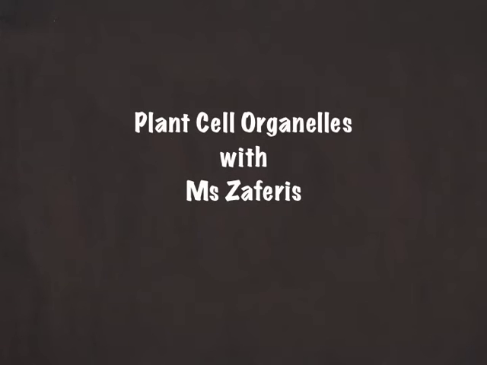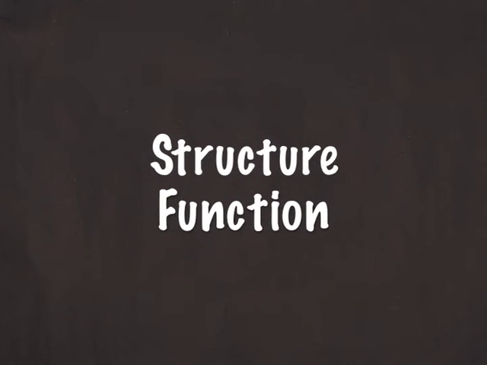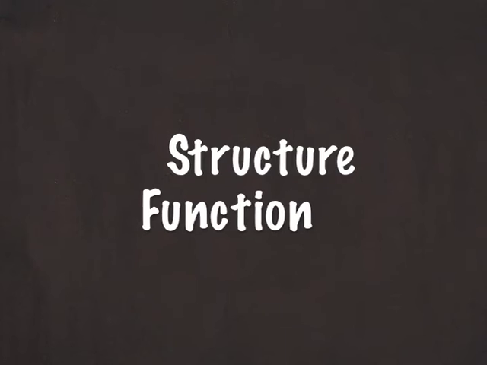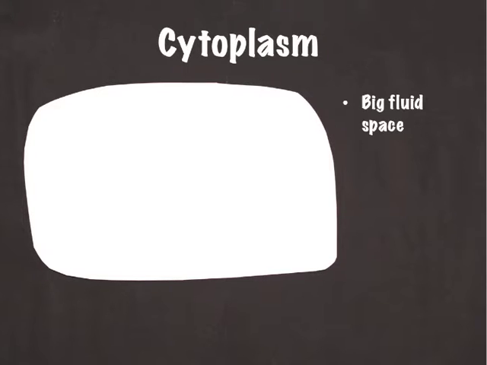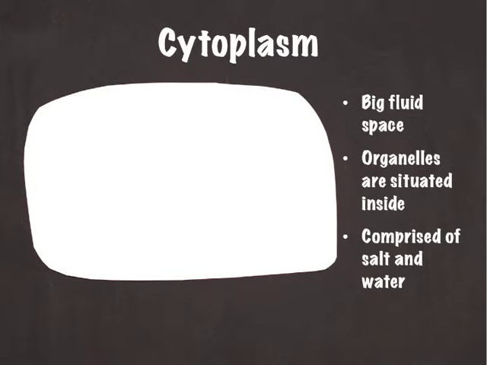We're here to learn about a plant cell by going through each organelle. Remember structure and function as well, and with this knowledge you'll excel. The cytoplasm is a big fluid space. Within it, each organelle has its place. It's mostly comprised of salt and water, and it keeps the organelles in order.